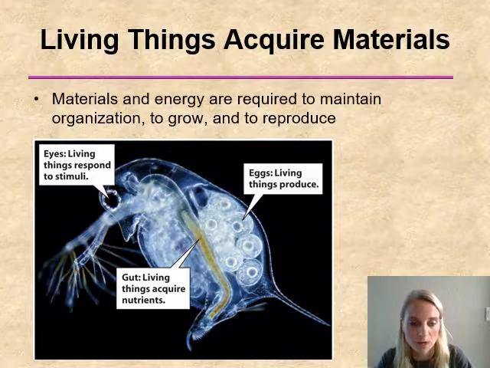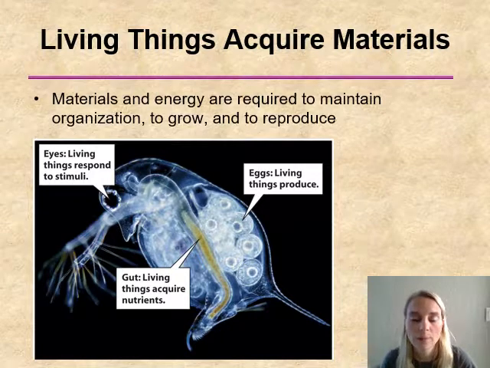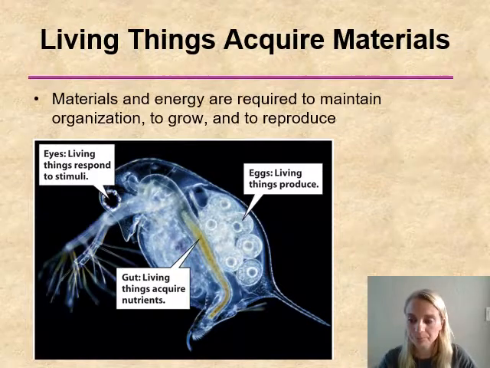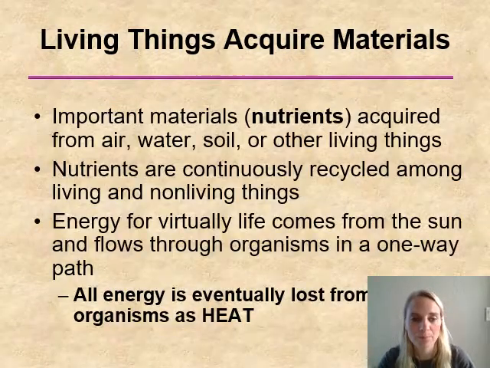We have the gut tube. Here's the food. And then there's probably the waste products are going to be leaving out some kind of cloaca or anal opening. And then we can also see some of the other characteristics of living things. It has some eggs for reproduction. It has an eye to respond to stimuli. So complex and organized, that's a good example for that as well.